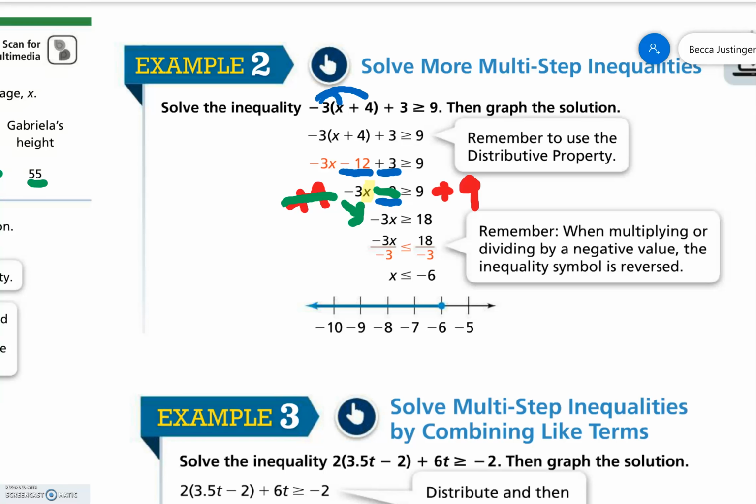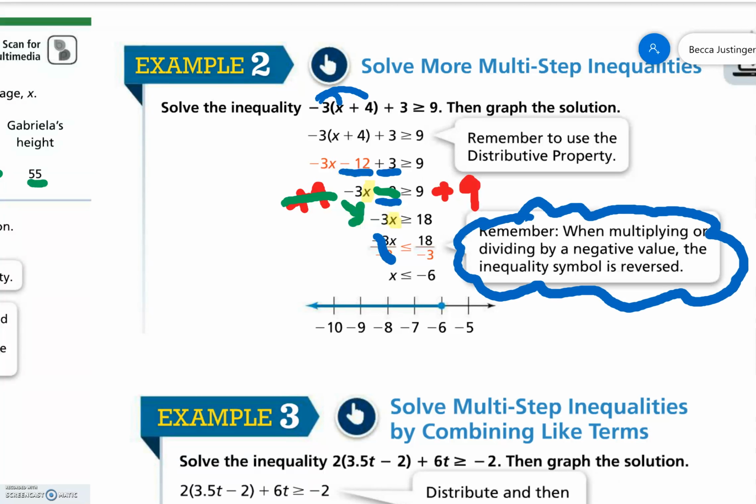-3x gets brought down. 9 plus 9 is 18. And solve for x still. Got to divide by -3. Cancels out on the left. Now, be very, very careful. We divided by -3. So remember, you need to flip the inequality symbol. It was greater than or equal to. Now it's less than or equal to. So x equals -6. We can fill it in at -6. Draw it to the left.